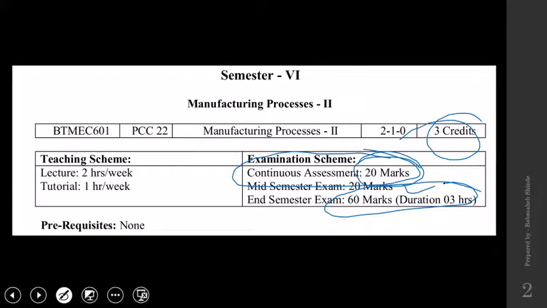Usually there will be a theory examination, and for the last 2 semesters we are facing this corona situation, and we don't know whether it is going to be offline or online, but hopefully everything will be back on track very soon, and there will be an offline examination. So we are going to consider there would be a written theory examination. Okay, so that is going to be of 60 marks. Duration will be 3 hours.